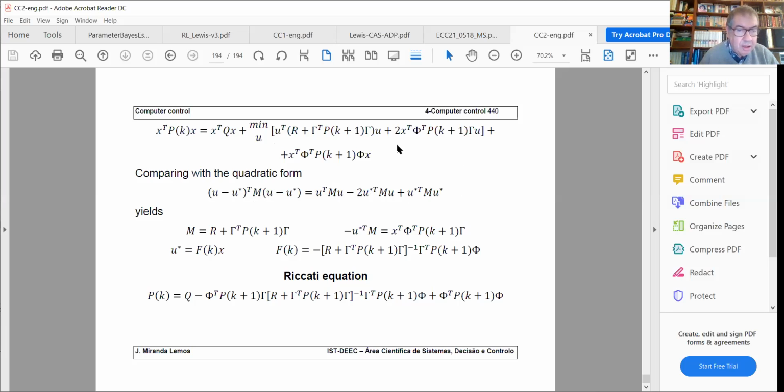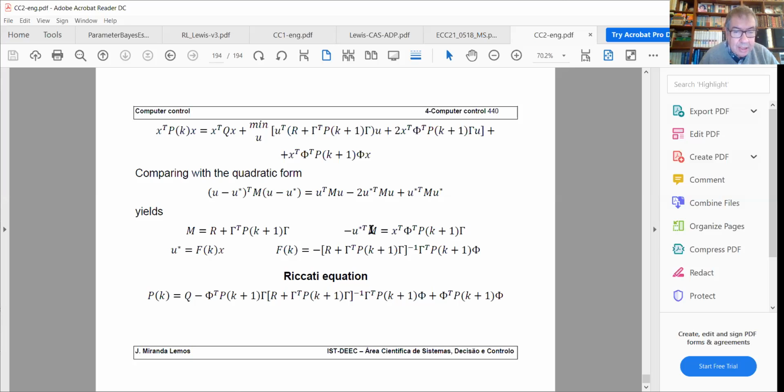Okay, you have the U transposed MU. Then you have here 2 X transposed phi. So M is this stuff, and I wrote it here. And then minus 2 U transposed M is 2 X transposed phi transposed P of K plus 1 gamma U. Okay, gamma, because I just stop here. So this part here is that part here up to the U.